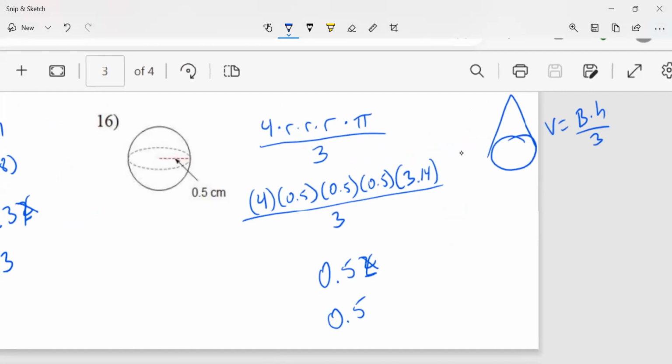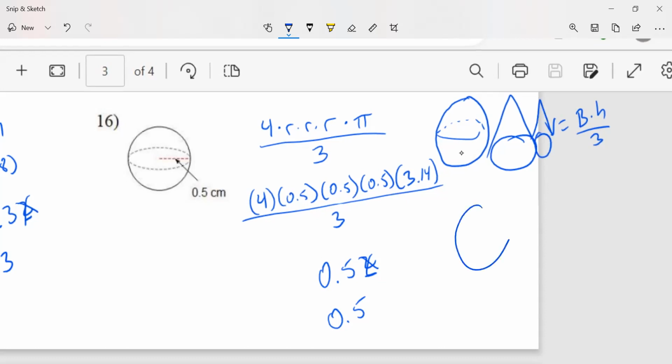Then let's say I had a sphere that has the same height. If I was to fill up my cone, it takes me 2 cones. If I fill it with water, it takes me 2 cones to fill up a sphere. So I'm going to say 1 sphere is equal to 2 cones. Okay? So again, 1 sphere is equal to 2 cones.